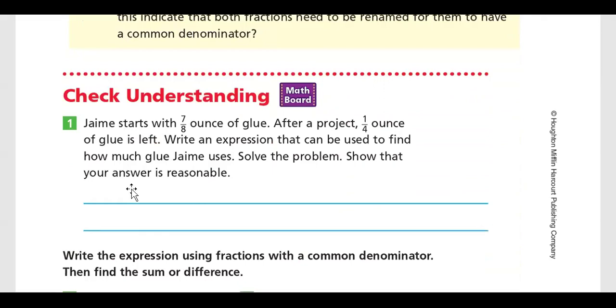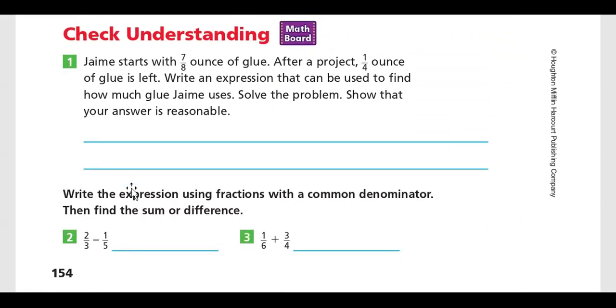Quick understanding. James starts with 7 over 8 ounces of glue. After a project, 1 over 4 ounce of glue is left. Write an expression that can be used to find how much glue James uses. Solve the problem. So as we know, here 1 over 4 is left.